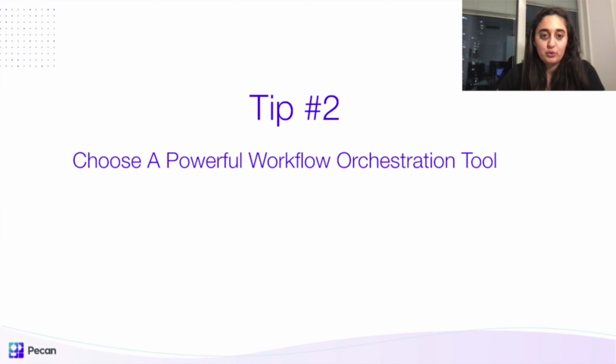The second tip I'm going to talk about is choosing a powerful orchestration tool. Orchestration tools are used to manage, schedule, and also monitor workflows and pipeline infrastructures. As we saw in the previous slide, pipelines usually consist of many stages with dependencies between them. So orchestration tools help us define and manage these dependencies and make the process much easier. It allows us to focus on what's necessary rather than spending time trying to automate the process from scratch.